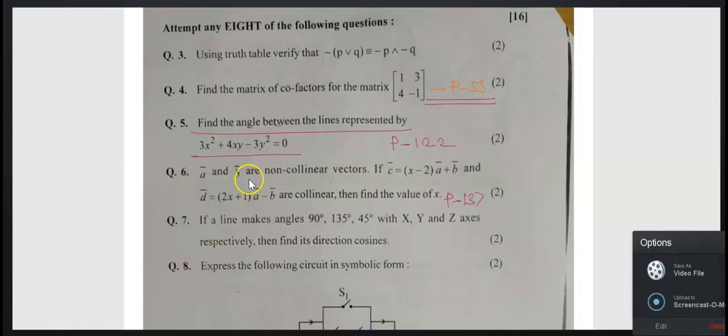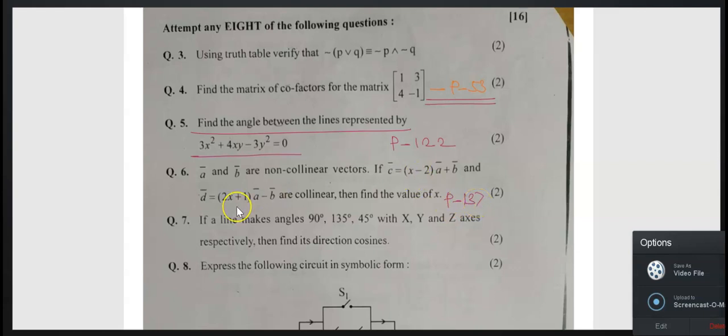That is, a bar and b bar are non-collinear vectors. If c bar is equal to (x minus 2) a bar plus b bar, and d bar is equal to (2x plus 1) a bar minus b bar, and c bar and d bar are collinear, then find the value of x. Also it is from the textbook, page number 137.